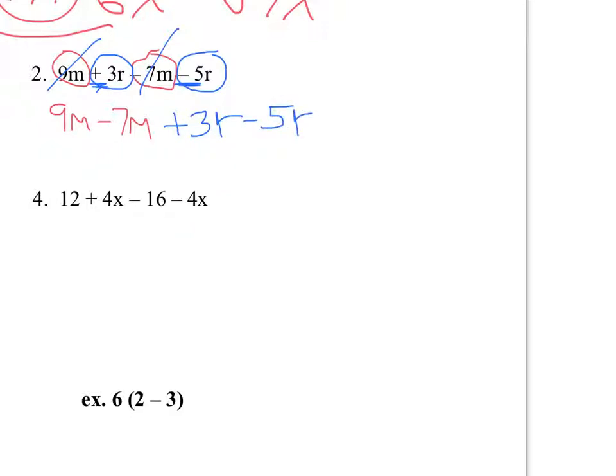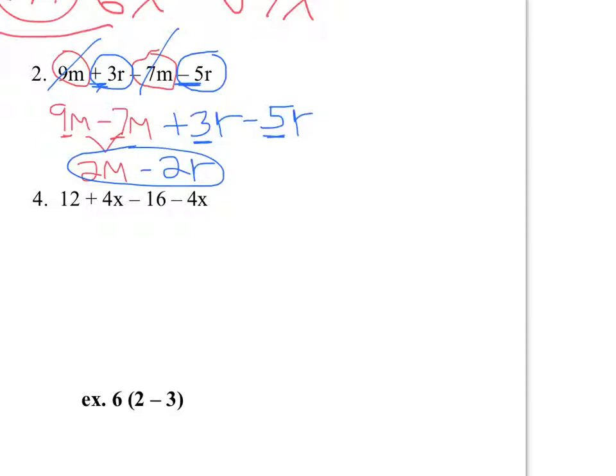So now when I combine those, 9m minus 7m, we're just asking ourselves, all right, what's 9 minus 7? And that's 2, and then I just drop down the m. When I do the r, I have positive 3 minus 5. 3 minus 5 is negative 2, so then this becomes minus 2r. And then this is it. 2m minus 2r, that's the answer because they're unlike terms.